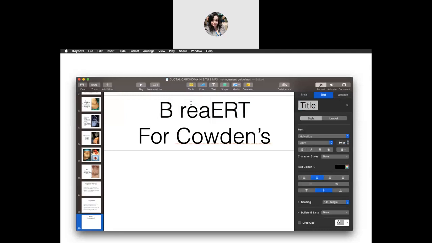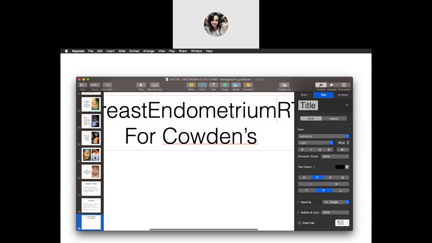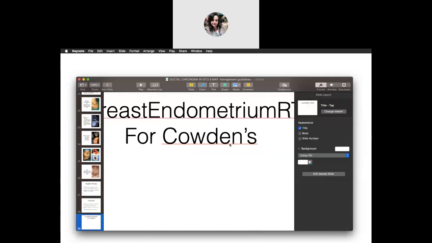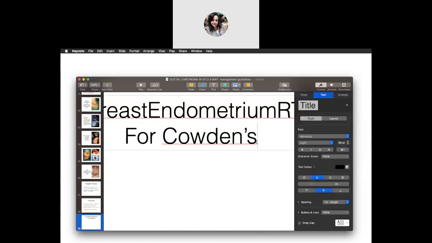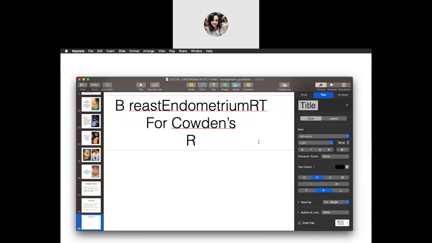B for breast. E for endocrine, endometrium. R for renal, renal cell carcinoma. T for thyroid cancer. So remember BERT: B-E-R-T. Breast, endometrium, renal, and thyroid, and also colon. So you can say C-BERT, colorectal.